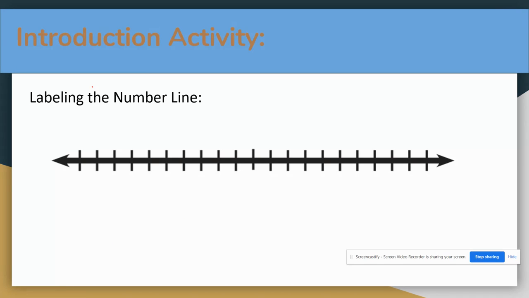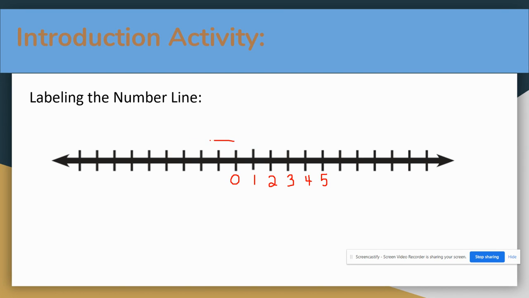Okay, introduction activity. So sometimes you're going to have to label the number line on your own. I know 0 is right in between positive and negative numbers, so I'm going to go ahead and put 0 right in the middle. And I would highly suggest that you also do this when I'm doing it, just to keep your brain actively participating. All right, so to the right of 0, I'm just going to count by ones. I know to the right of 0 are all positive numbers. So I have 1, 2, 3, 4, 5, and so on.